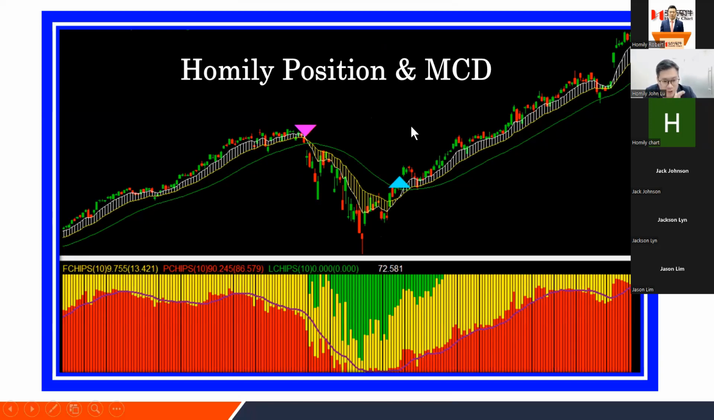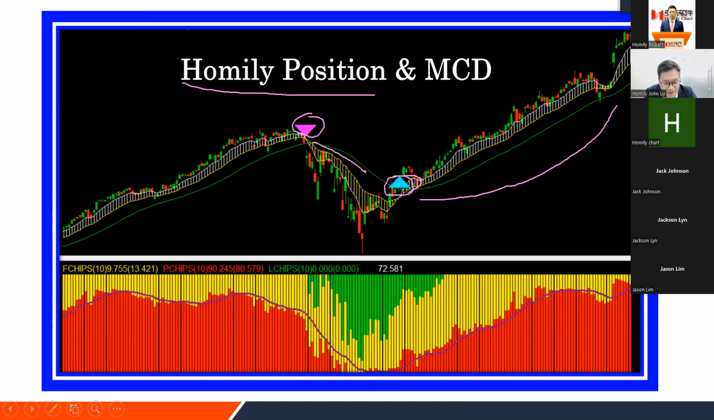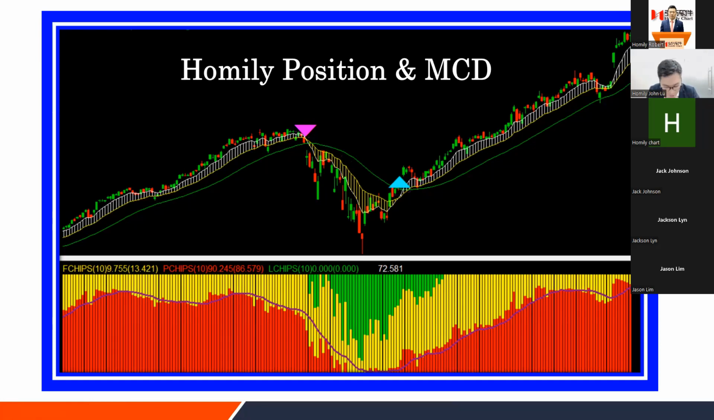I recommend you try to use Homely position. Homely position is a very clear indicator. It tells you that after the light blue color, you see the light blue triangle appear, all the way the white band represents an uptrend. If the pink color, you see the pink arrow, after that, all the way the yellow band is a downtrend. So now, the daily chart is for medium term. If you want to see the hourly chart or 30 minutes, also can.